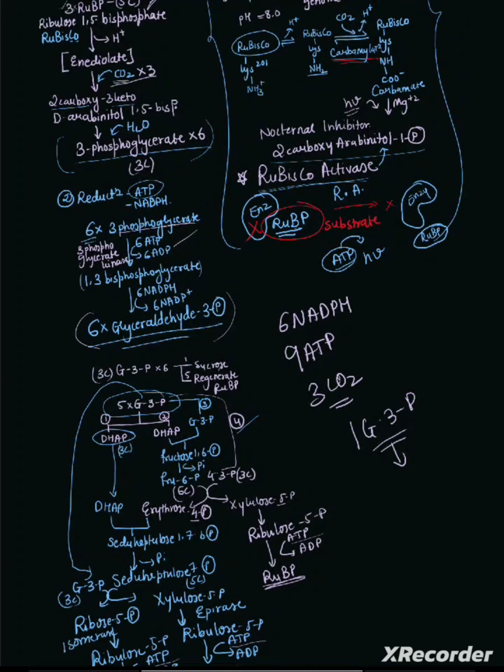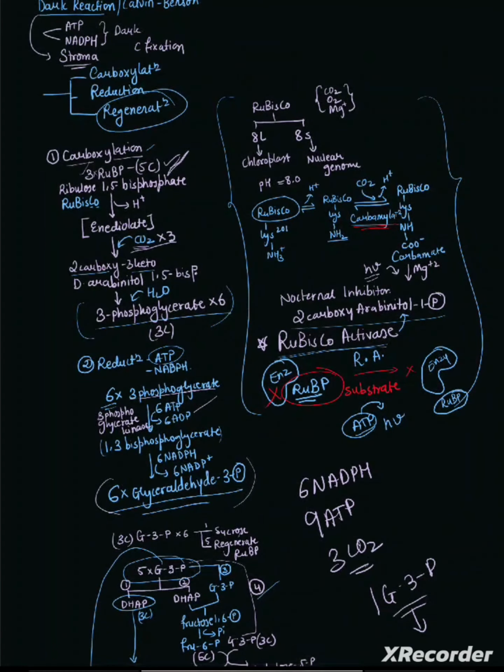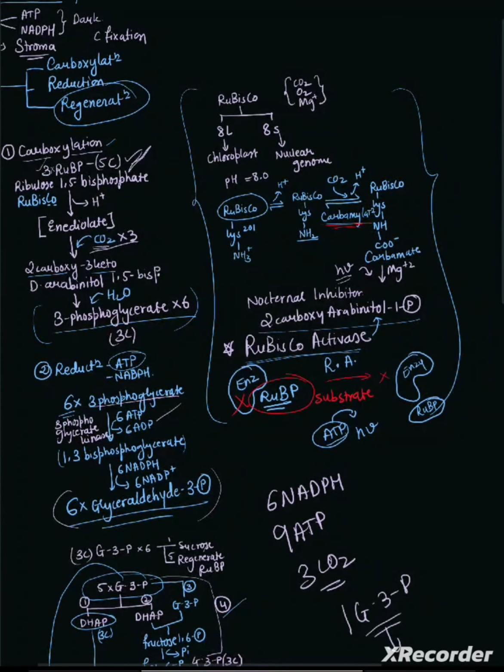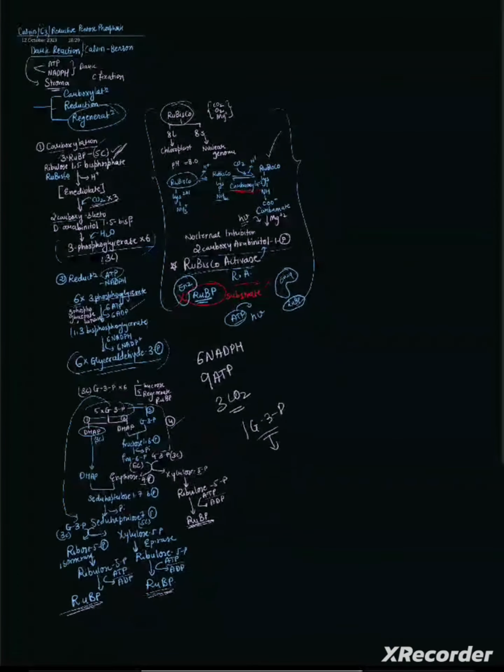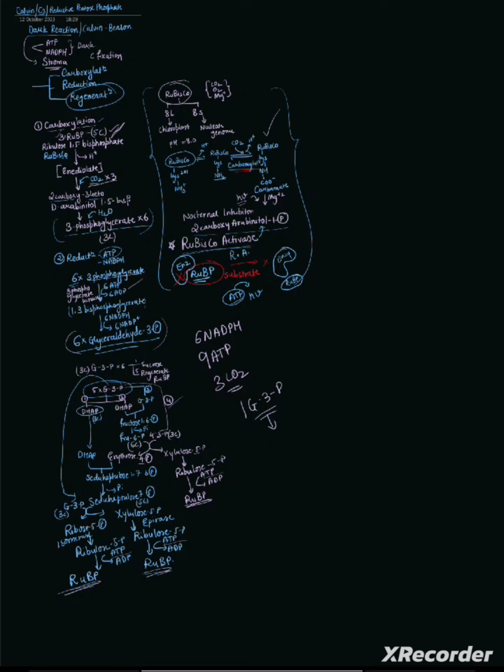So basically this is how all the dark reaction occurs, and besides that we also learned the enzyme Rubisco and its activation. So that was it, guys. I hope this was helpful, and see you in the next lecture.